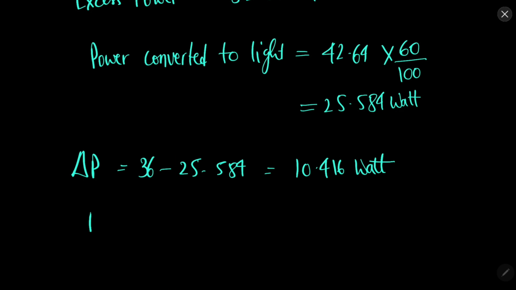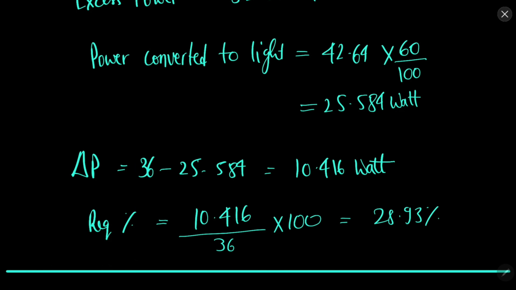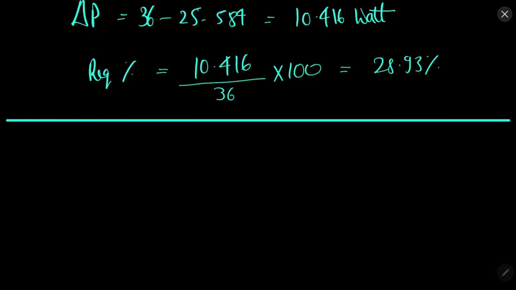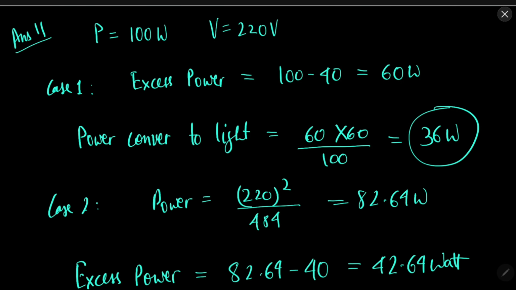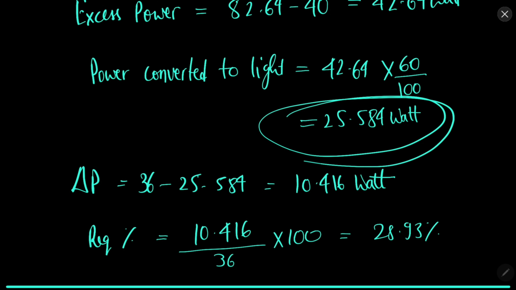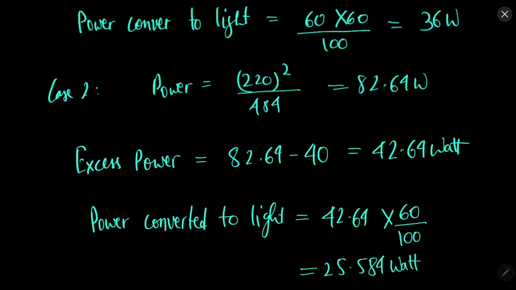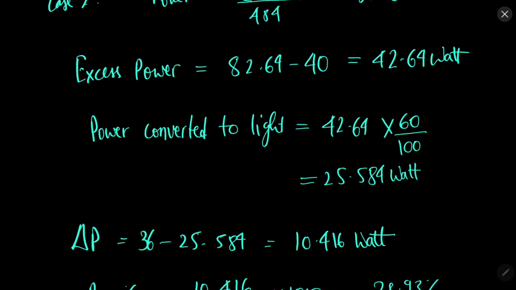So required percentage is 10.416 over 36 into 100. So 28.93%, this much change. Okay, so from the original 36 watt, 29% change will be there. That is 25.584 watt will be there. So from 36 watt we will go to 25 watt approximately.